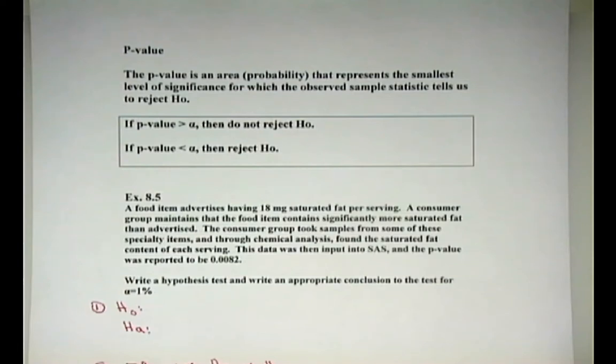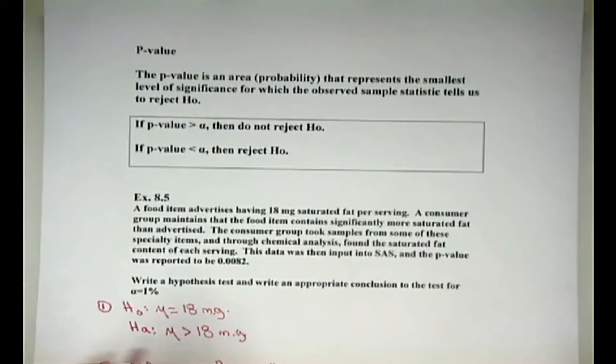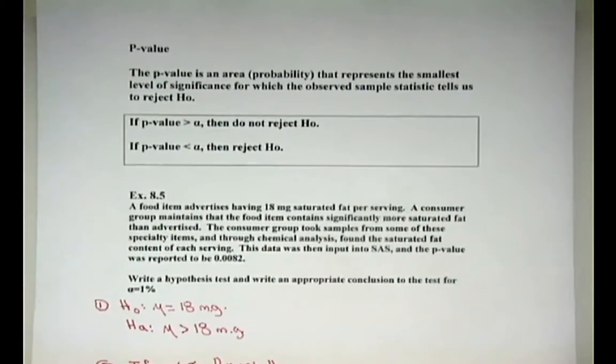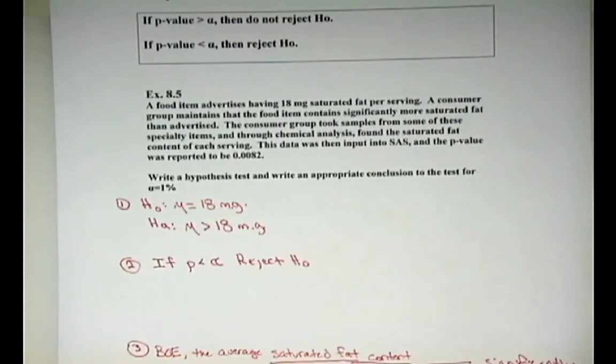So the first thing you want to do, of course, is set up your hypothesis. It's a single sample, so single mean. They were claiming that they had 18 milligrams of saturated fat per serving. And the consumer group maintains that there's significantly more than 18 milligrams per serving, right? So the second step is to remember your rule. If p is less than alpha, then we have to reject H0.